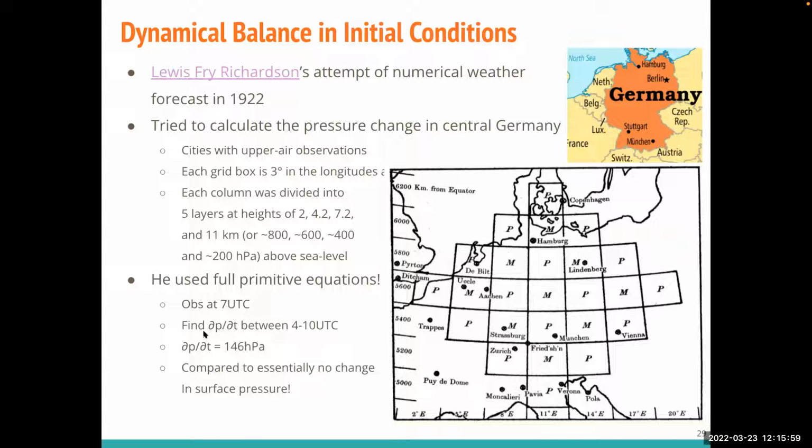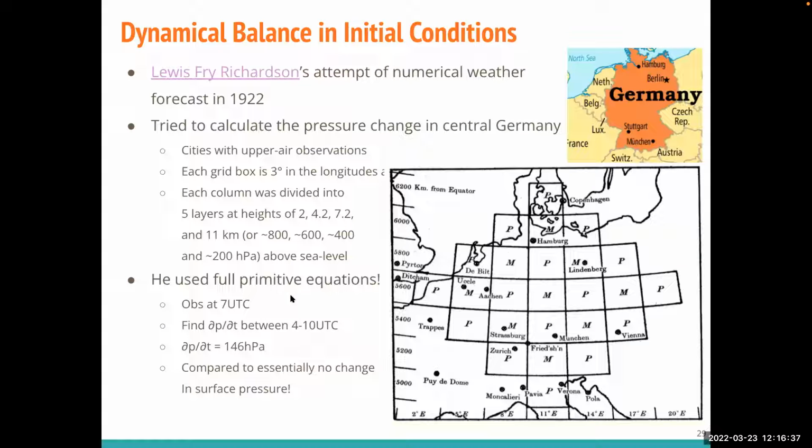Why? This is the number that he got wrong here. The partial derivative of pressure with respect to t that he calculated is 146 hectopascal, which is really not reasonable. In reality, this is almost 0 in the surface pressure, but this is what he calculated. The thing here is that he used the full primitive equations, so he didn't use any approximations. All the terms that he had, he put into the model.